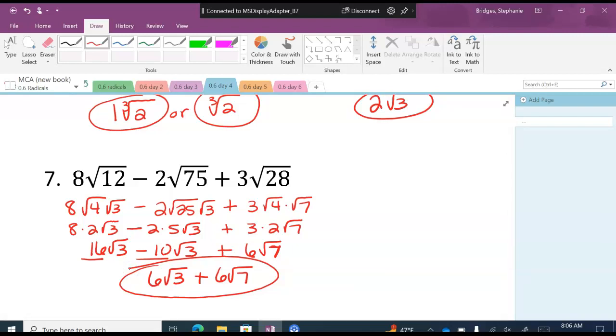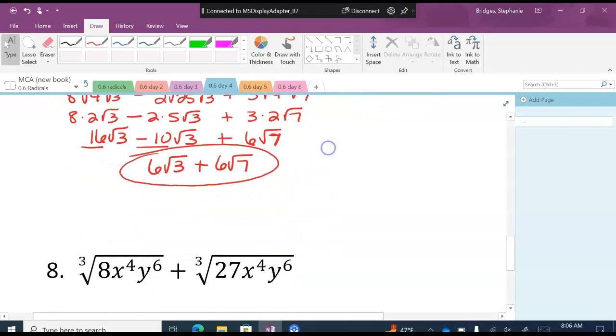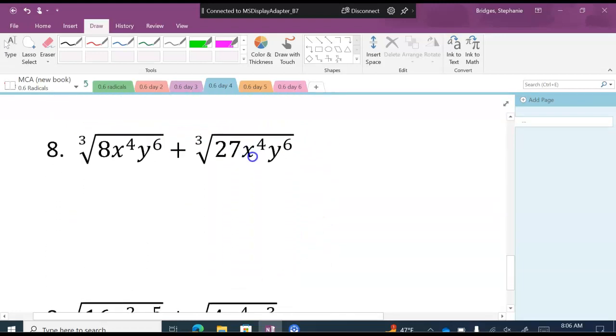Okay, so sometimes you'll have radicals that are not the same, so you cannot add and subtract them. You just leave them as one radical plus or minus the other. Everybody okay with that? We just have a couple more, but I got to throw some variables in it, right? All right. Let's take a look at 8.